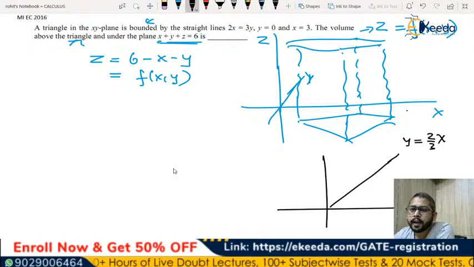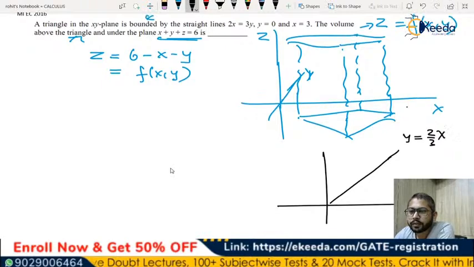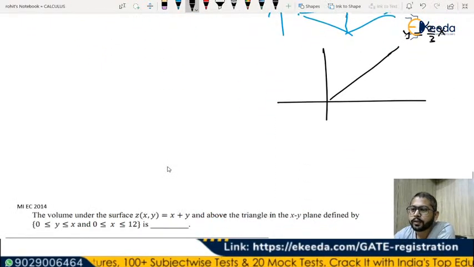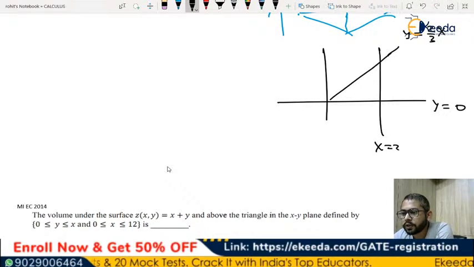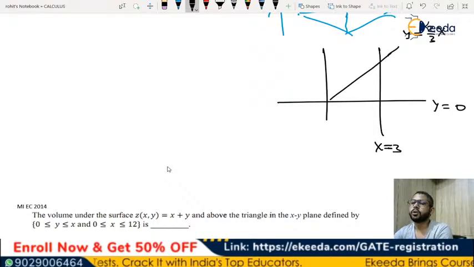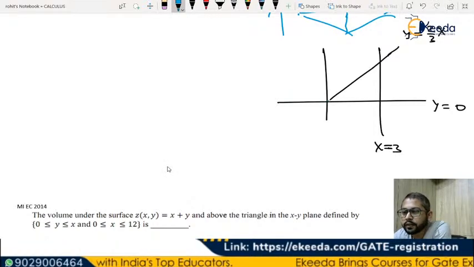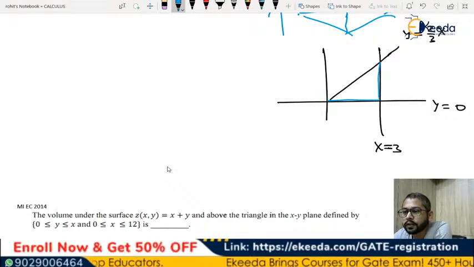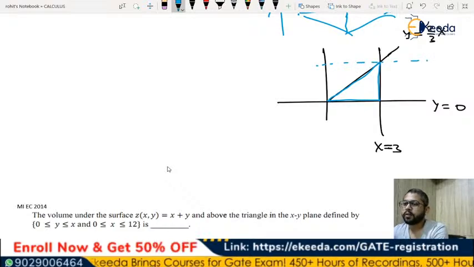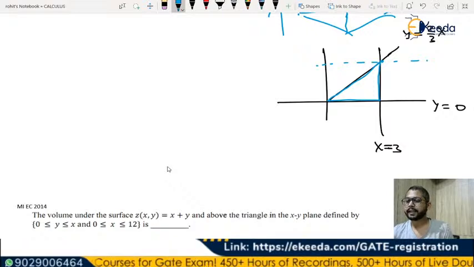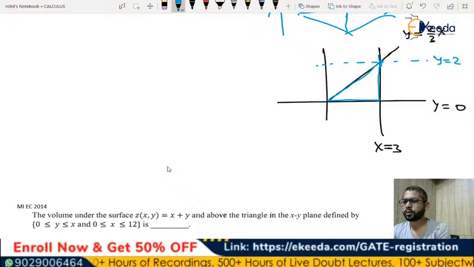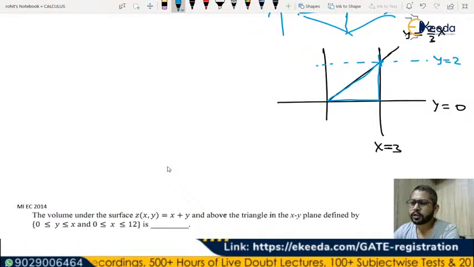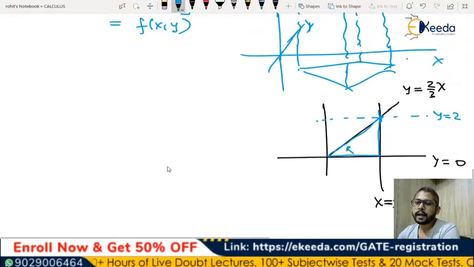There's no problem in this. Secondly, it is y equal to 0 and x equal to 3. So this is y equal to 0 and this is, let's say, x equal to 3. Right? So the region enclosed here is this one. What is the value of this y? This line is y equal to 2 by 3 x and x equal to 3 here. So the intersection will give you y equal to 2, right? Put x equal to 3 here, so you'll get it. So this is the region enclosed here and you have to find the volume.